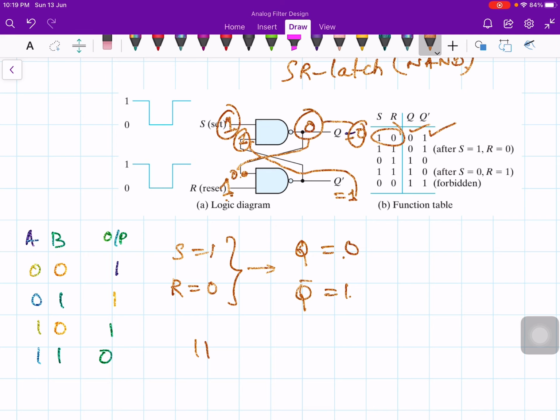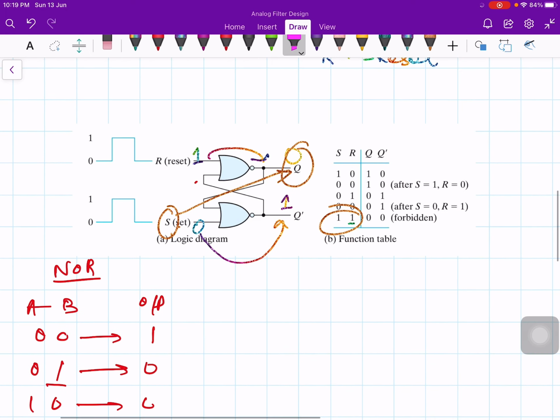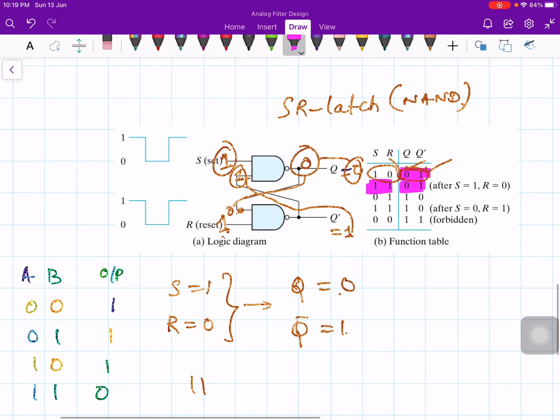So no change from the previous state. Previously it was 0, 1. Once you apply 1, 1, again it is 0, 1. So no change. If you use NOR gate and apply 0, 0, no change. But here if you apply 1, 1, no change.